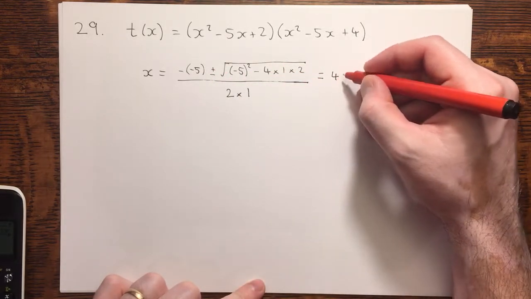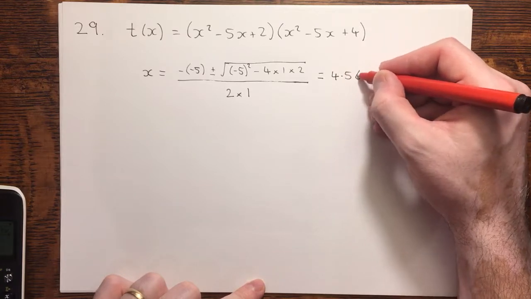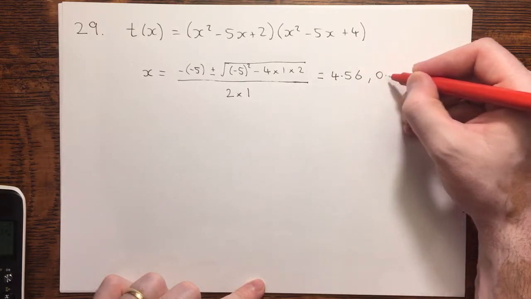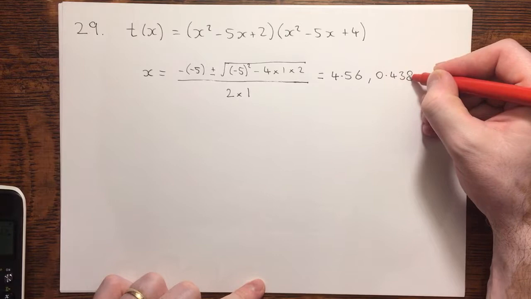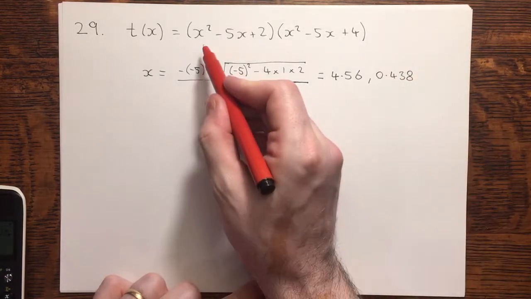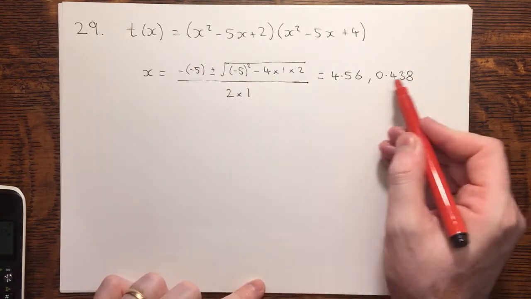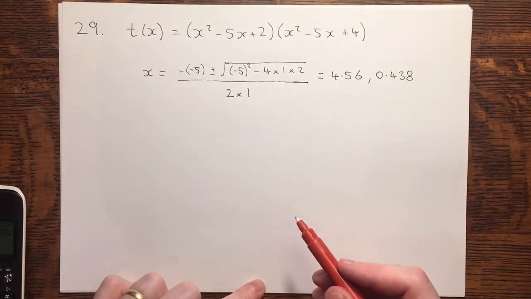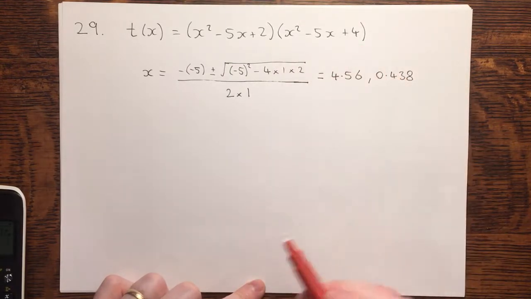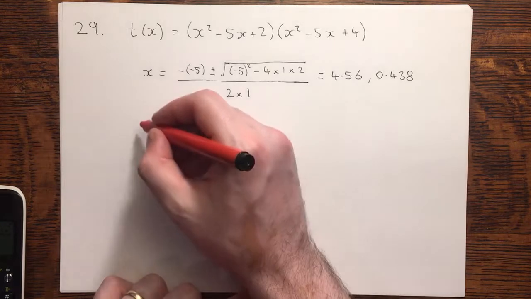And to three significant figures, those are 4.56 and 0.438. Those are two solutions for this part of the quartic, and thus they're solutions for the quartic as a whole. However, I have got the second quadratic on the right there.